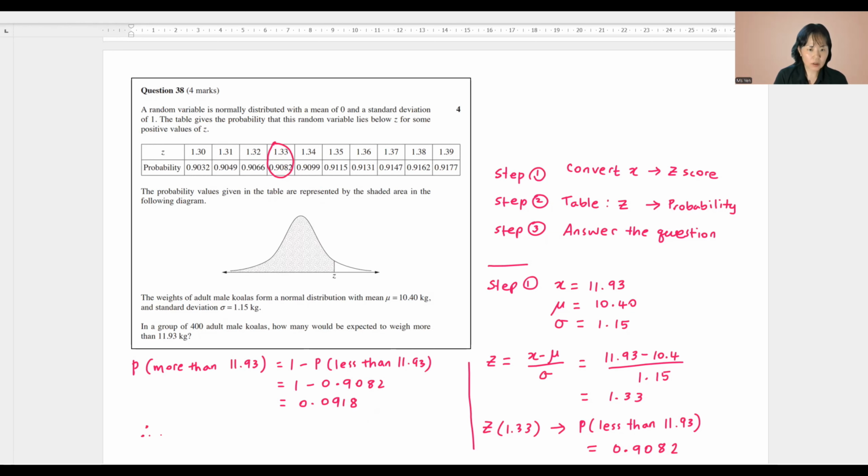So how many male koalas are more than 11.93? There are about 400 of them times 0.0918, 36.72, and I will say 36 koalas or 37 koalas. Both answers are acceptable.